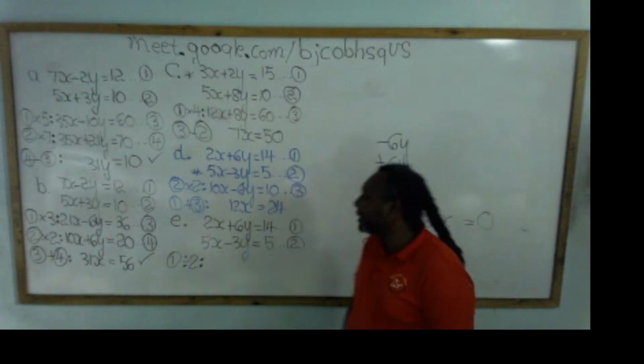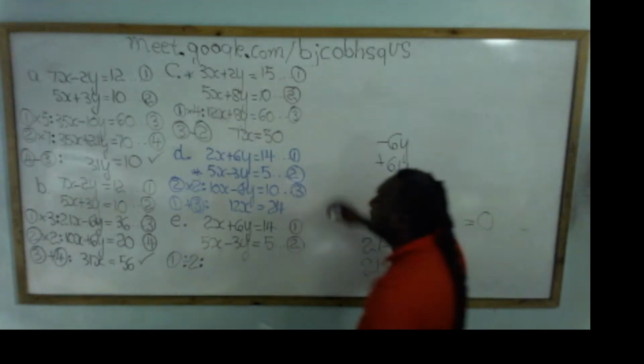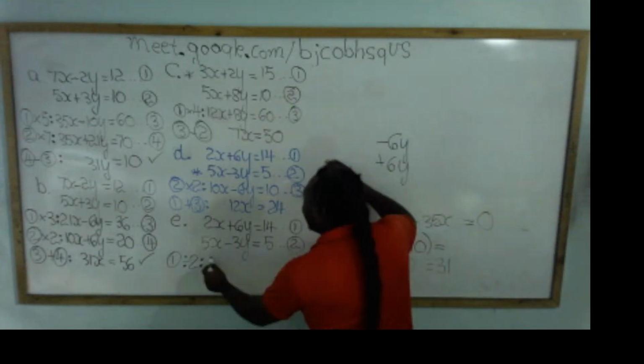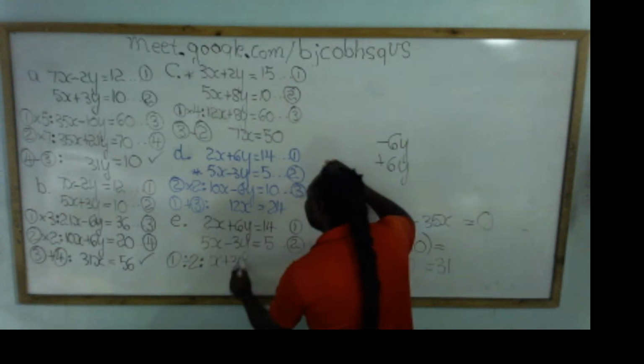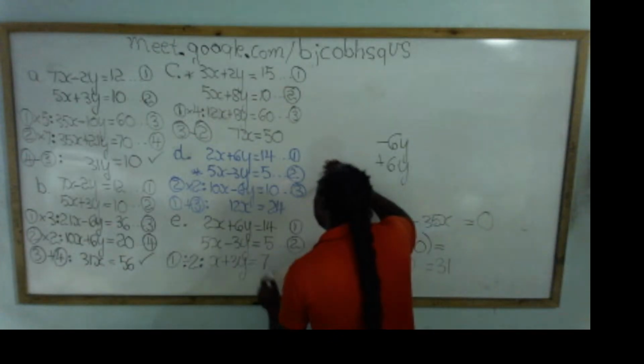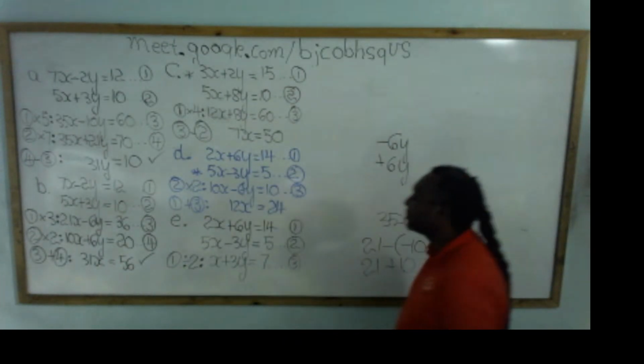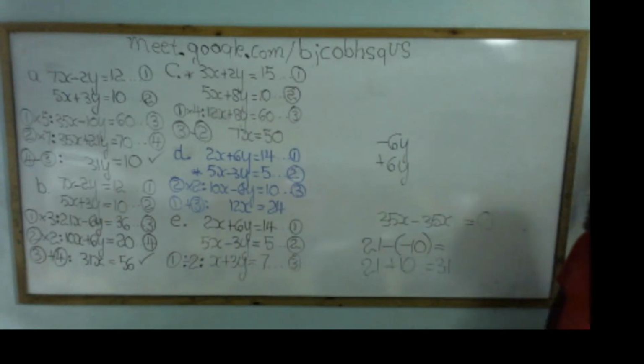So equation 1, we're going to divide that by 2. 2x divided by 2 is x. 6y divided by 2 is 3y. And 14 divided by 2 is 7. And that is equation 3. There you go.